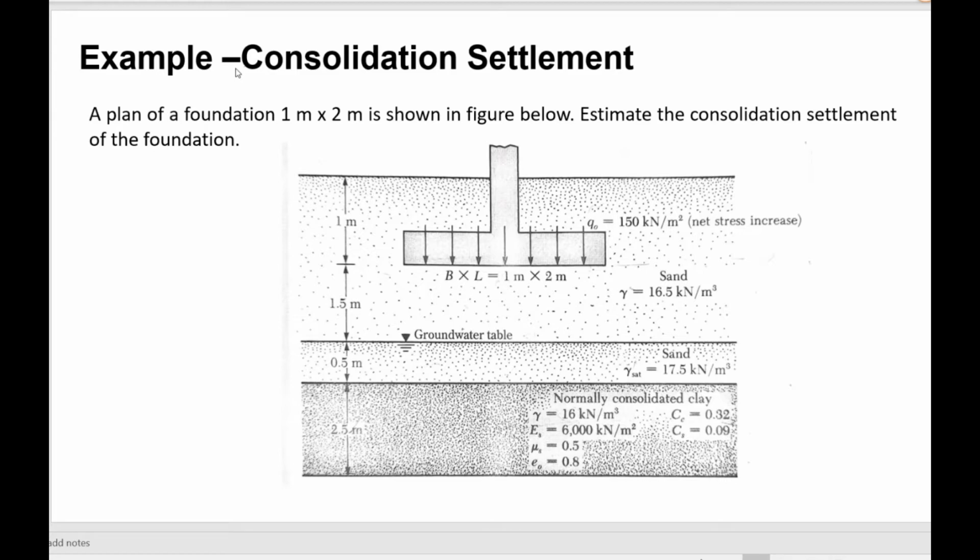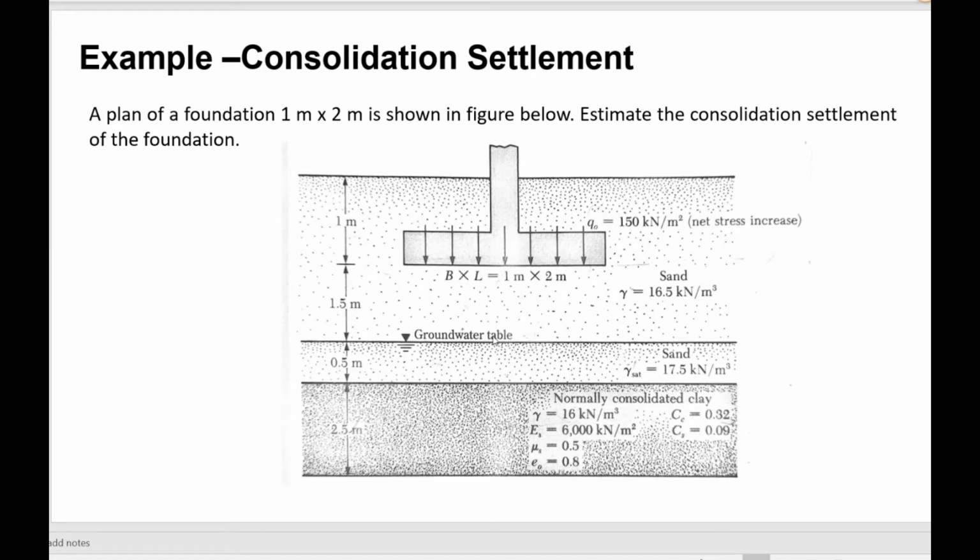Okay, now we go straight to an example, so it's easier to understand. We have an example of a plan of a foundation with the size of 1 meter times 2 meter as shown in this figure. We need to estimate the consolidation settlement of this foundation. As you can see here, we have the net stress increase, q naught, and then we have the unit weight for the sand layer, and then we have the groundwater table.